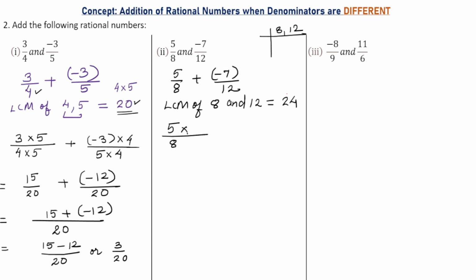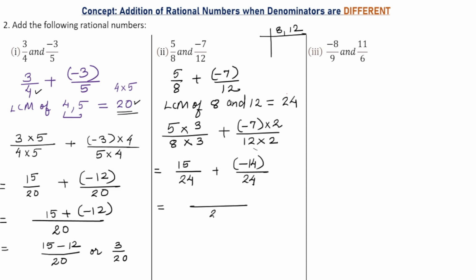rational number and multiply both numerator and denominator by 3, as 8 into 3 becomes 24. Plus take the second number and multiply this 12 with 2, because 12 into 2 is 24, and with the same 2 multiply the numerator. On solving, you get here 15 by 24 plus in bracket minus 14 by 24.